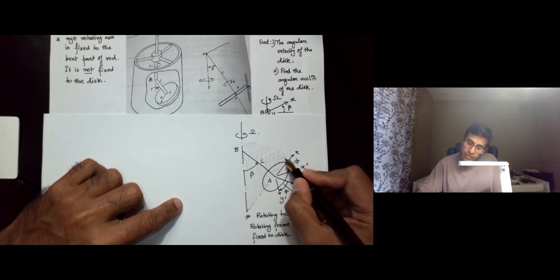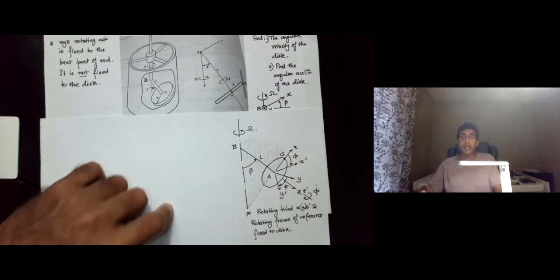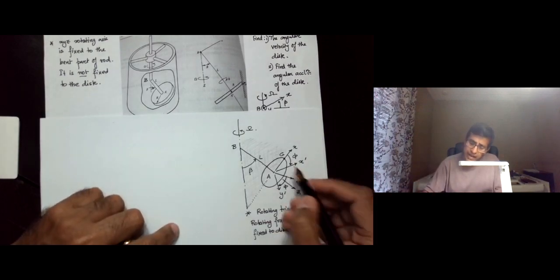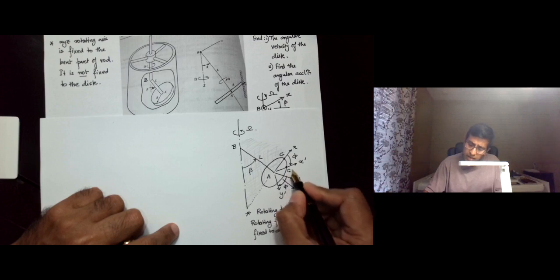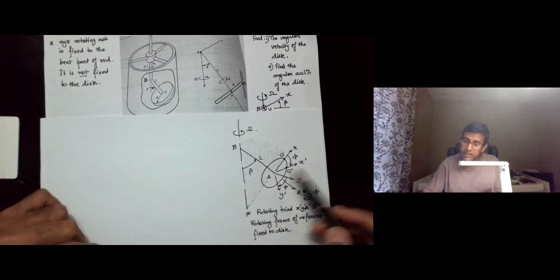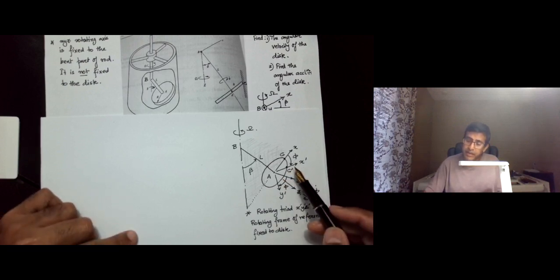Now if initially there was this point C which was in contact with the inner surface of the cylinder, that point is now at C prime because x has turned and it's now oriented in the x prime direction, where x prime is at an angle of phi from the original location where C was in contact.